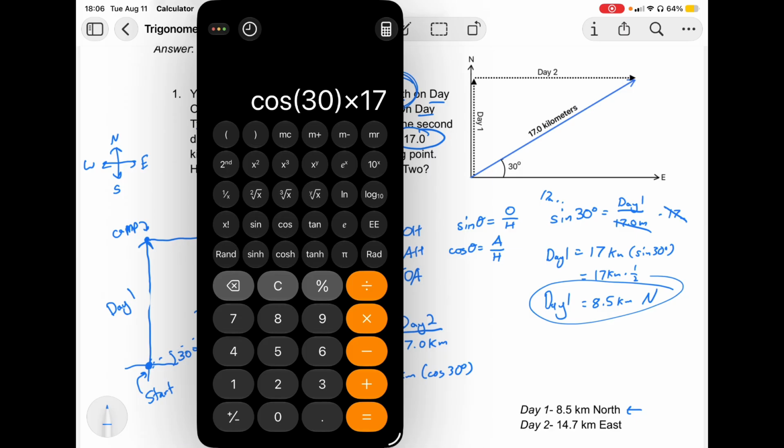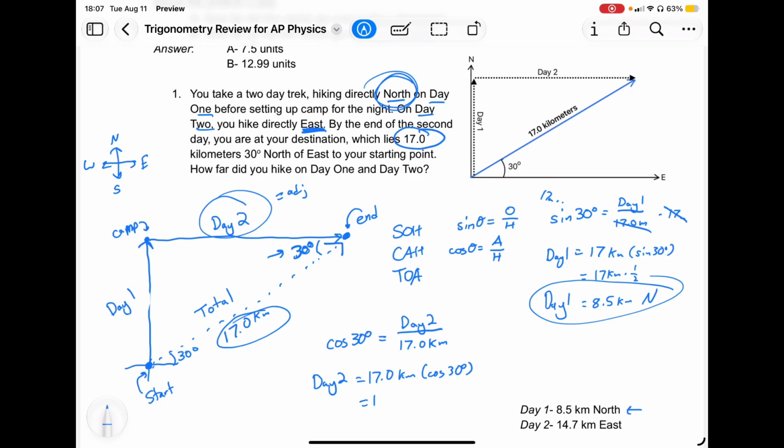You'll get a different answer for each, but we were given our angle of our triangle in degrees. So if we're putting in 30, we want to put in 30 in the degrees mode, right? So cosine of 30 times 17 will get us 14.72. So this equals 14.72 kilometers for day 2.